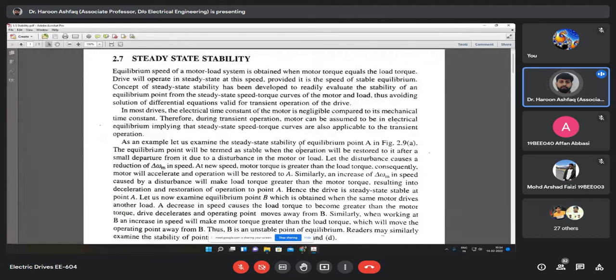Now, when we come to drives, we are basically into two modes of operation. The first one is the steady state operation, and another one is the transient operation. You must have studied the swing equation in power systems, and also the two area criteria. Have you studied two area criteria of stability in power systems? Anybody of you? No, sir.